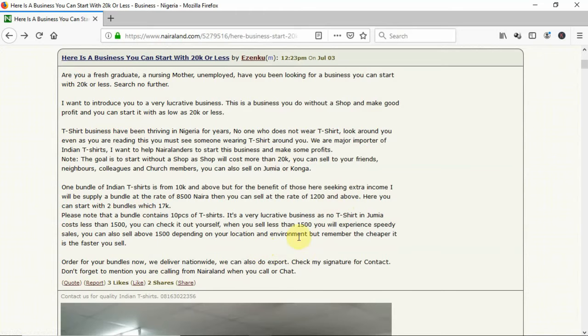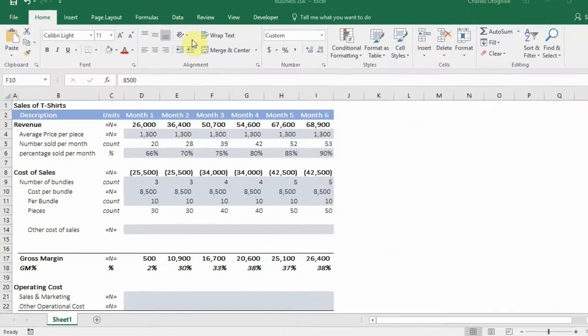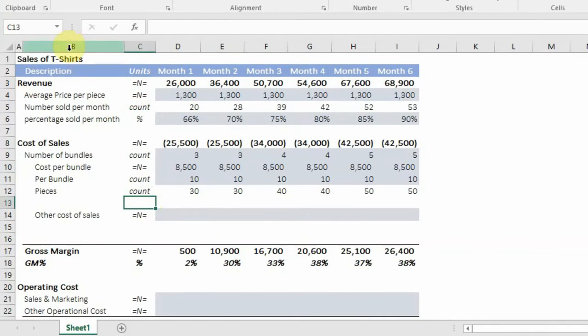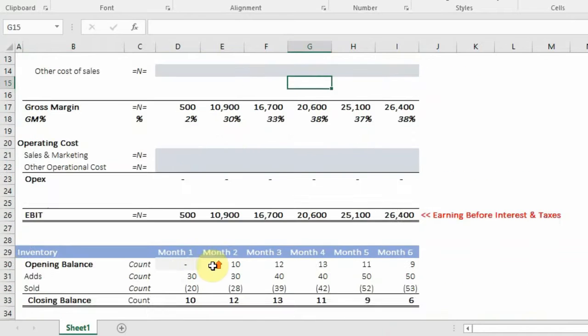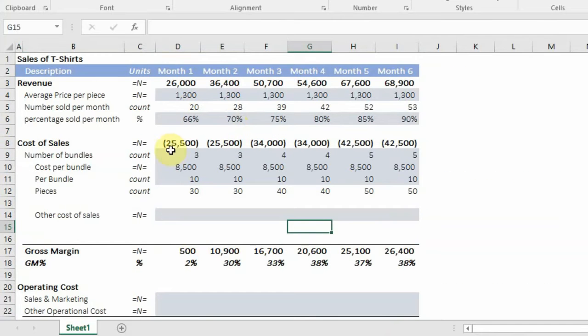I was just trying to see if it makes sense. So I decided to put together a very simple financial model here in order to see what the performance of the business would be. So that's why we're here.